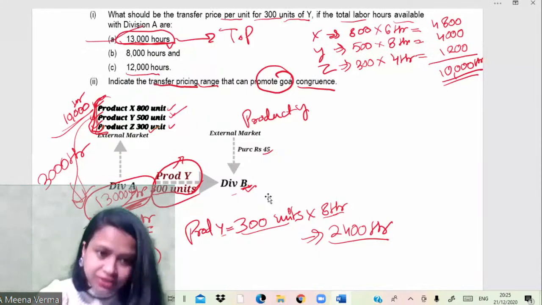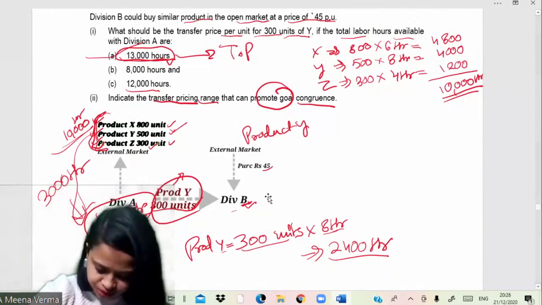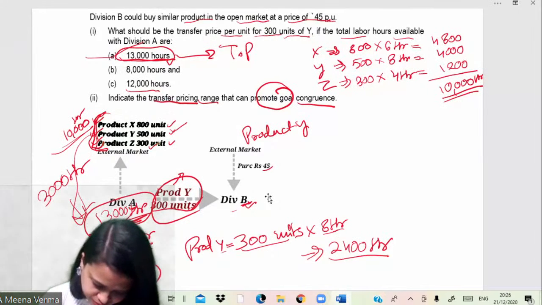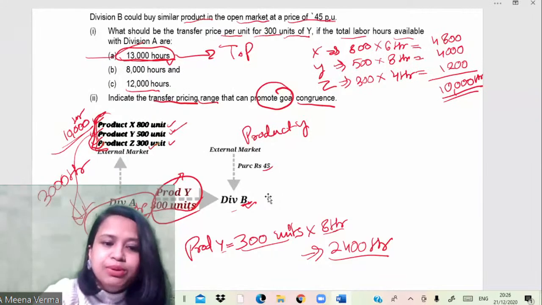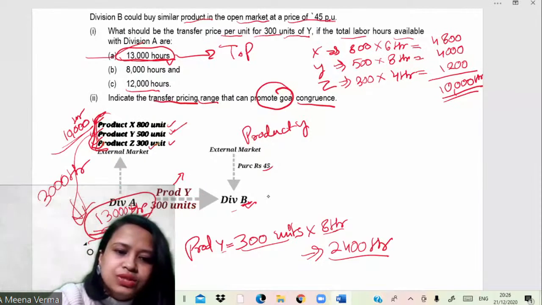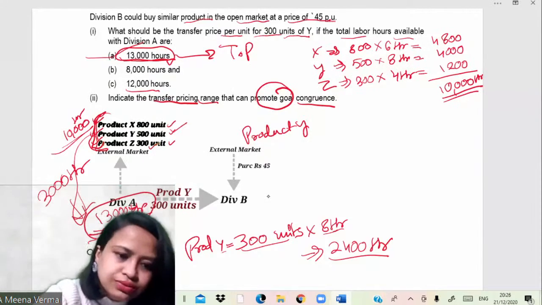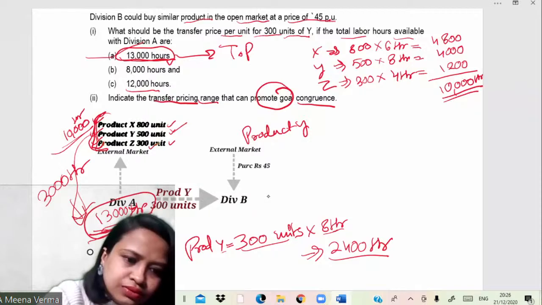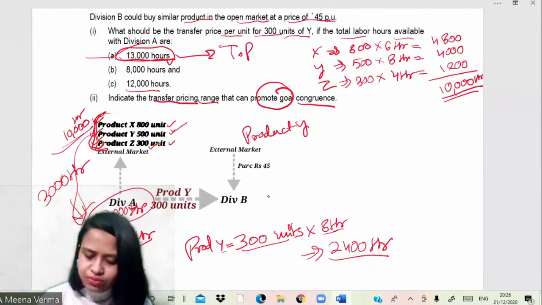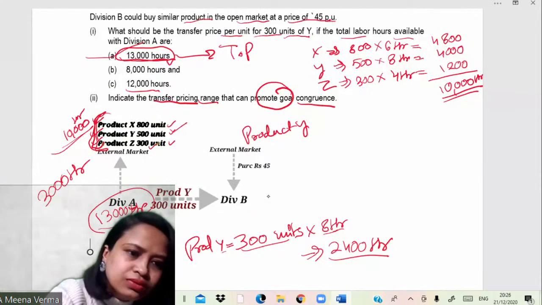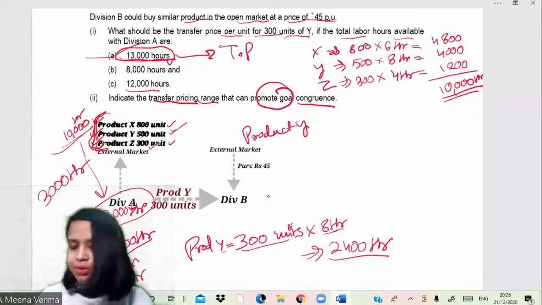Now tell me what will be the transfer price in this case if you have spare capacity for producing the product Y for division B. Quickly give me the minimum transfer price. Minimum transfer price for product Y, 300 units for division B. What minimum price will you quote here?